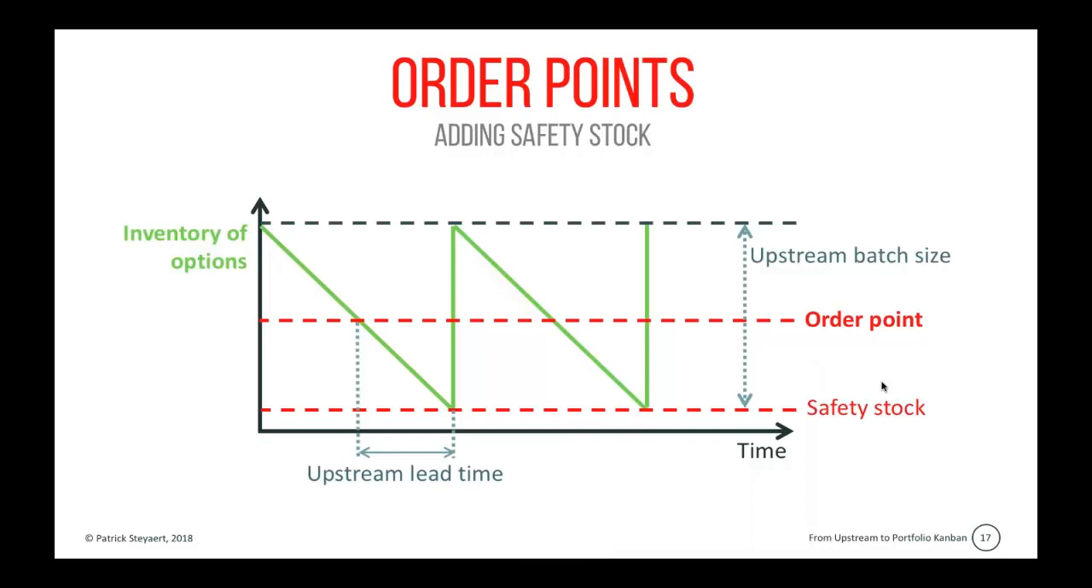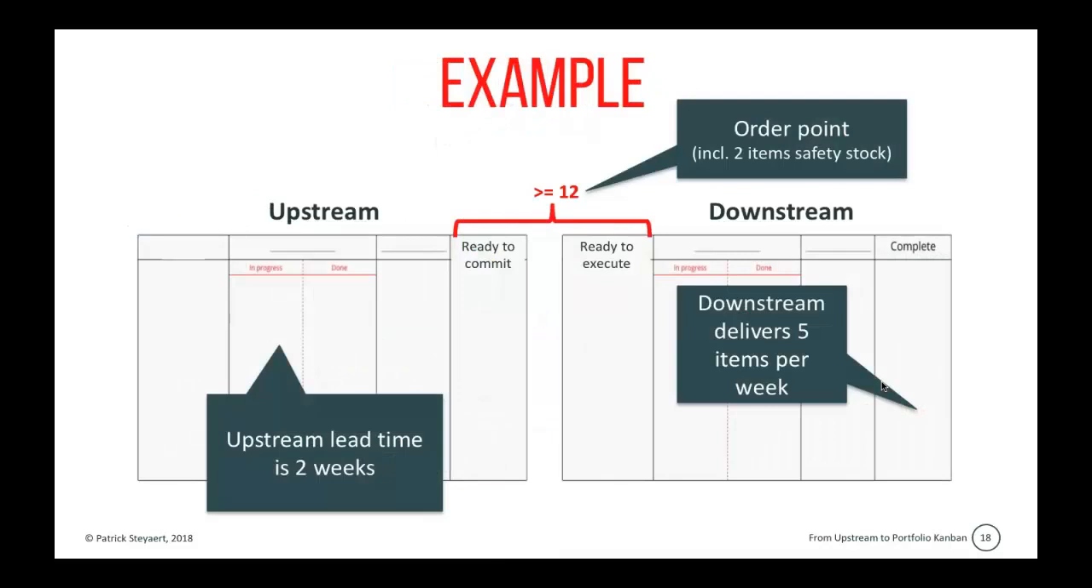In practice, how do these order points look on a Kanban board? Suppose that we have an upstream and a downstream board here, where the downstream delivers 5 items per week, and our upstream lead time is 2 weeks. So that means that we need to have a stock of 2 weeks worth of work. So in this case, if the downstream team delivers 5 items per week, that means that we need to have a stock of 10 items.